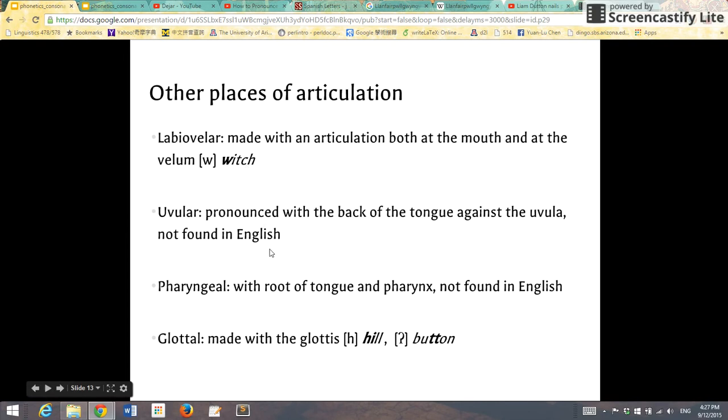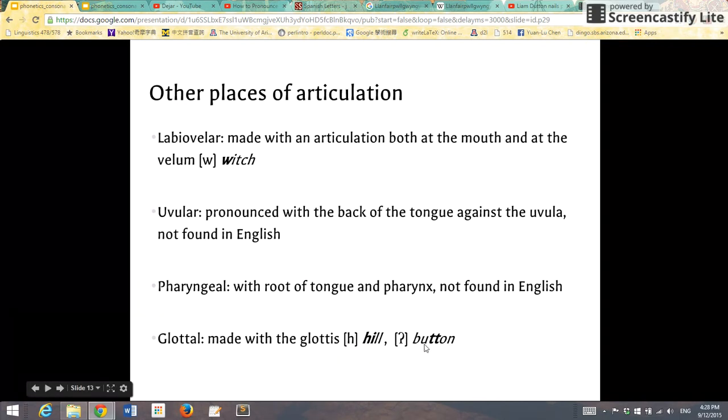Uvular, we don't have this sound in English. Okay, we can skip this one. Not found in English. And glottal, actually we have two glottal sounds in English. This sound is common, heel, and it's like a question mark. Glottal stop. This one is very common in English. I'm not that good at pronouncing this one, but I can try.